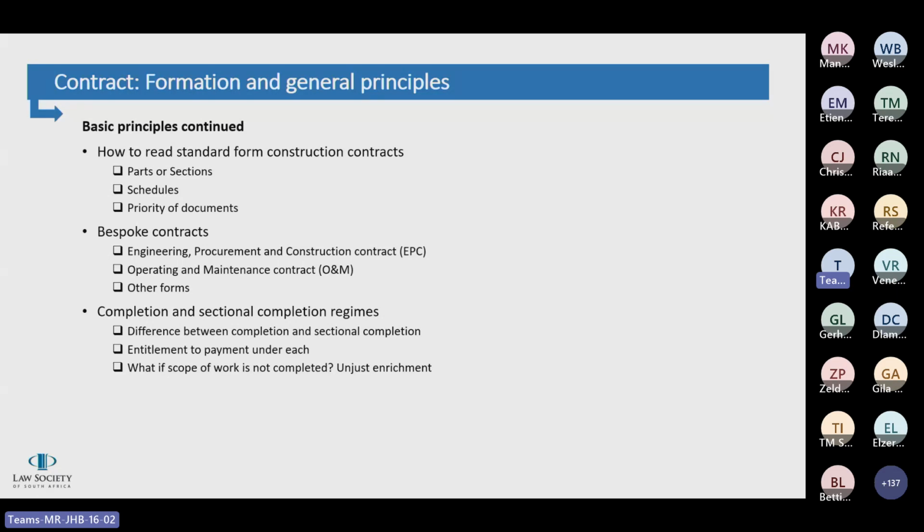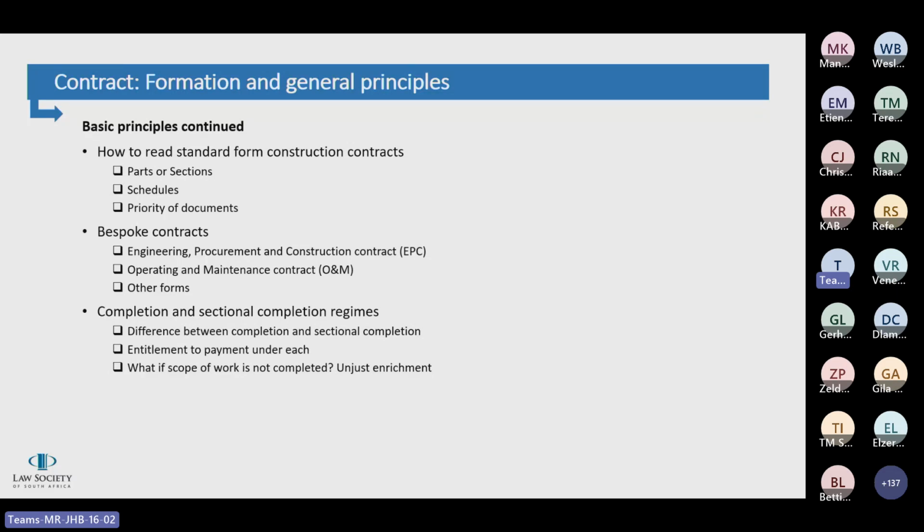Okay, I'm moving on to just have a quick look at the completion and sectional completion regimes. So a construction contract can either provide for a completion date, one single completion date, or sectional completion dates, which means that the project is divided into sections, if you can call it that, and those sections need to be completed by a particular sectional completion date, following which the section will be handed over to the employer.